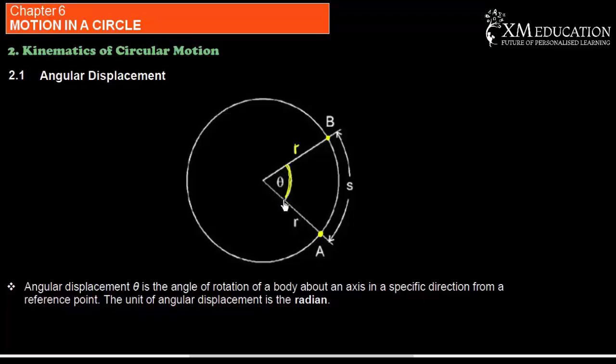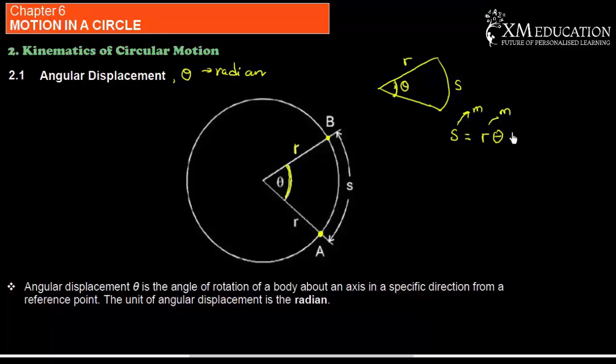It's an angle, and usually we say it in radian. We do not say it in degrees. Now, what is the relationship between S, R, and theta? Do you still remember? In secondary 4, you have learned that this is S, this is R, this is theta. You should use the formula S equals R theta. S is in meter, R also in meter, theta is in radian.